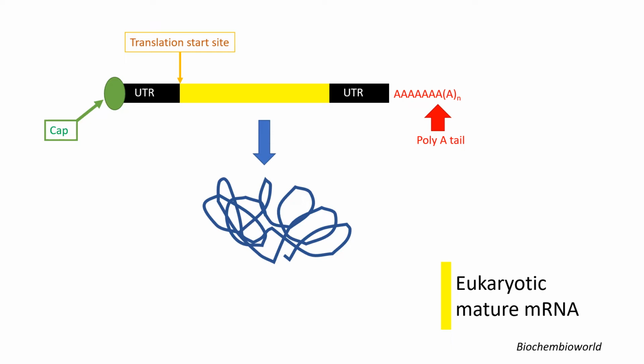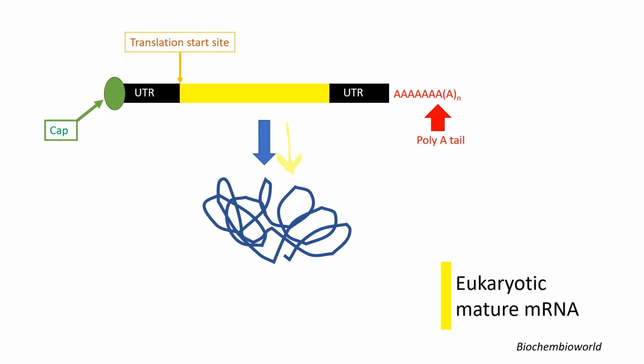And first of all, eukaryotic mature mRNA is monocistronic. By monocistronic here I mean that one gene, one polypeptide. We can say the rule is one gene, one polypeptide. That is, one particular gene results in the production of one polypeptide.